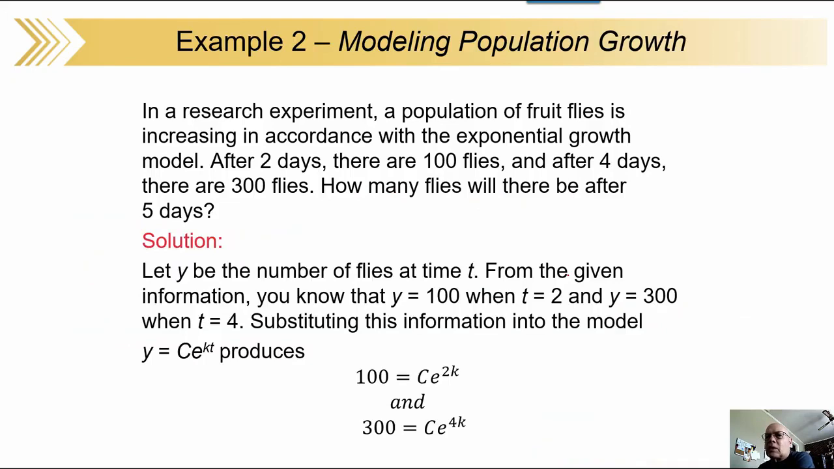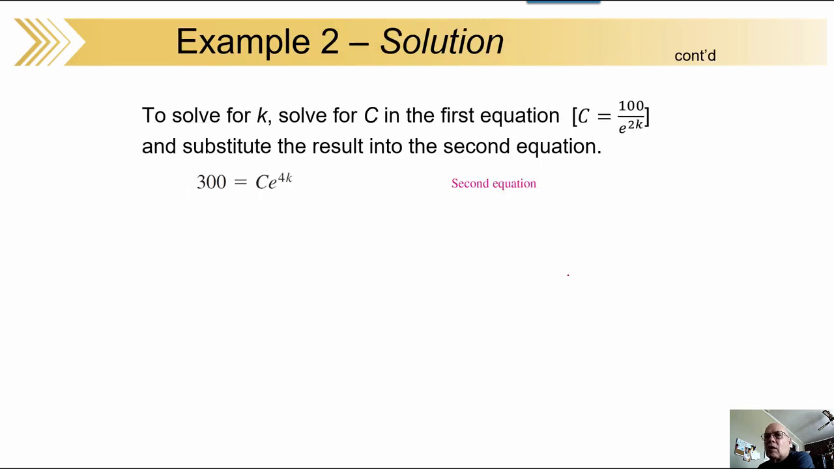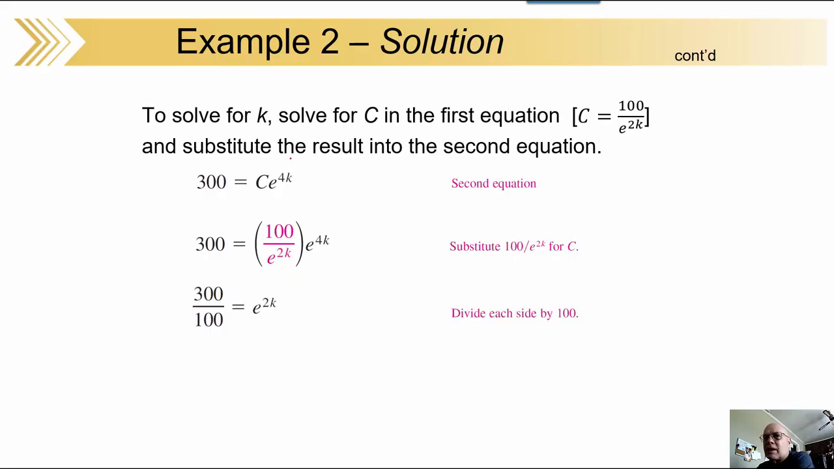So that's what we did. We took the two conditions and put those together. Took the first equation and solved it for c up here at the top. We took that c and we put it in this equation, which made it look like that. Divide both sides by 100, and it looks like that. And then take the natural logarithm of both sides, divide by 2, and there's our k.